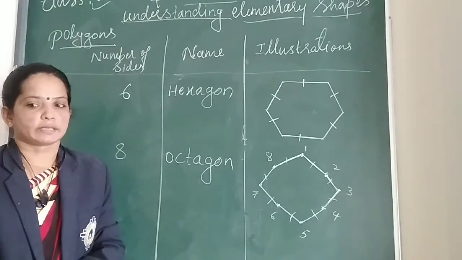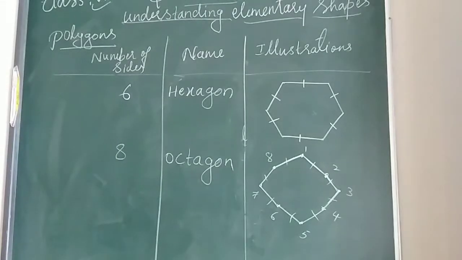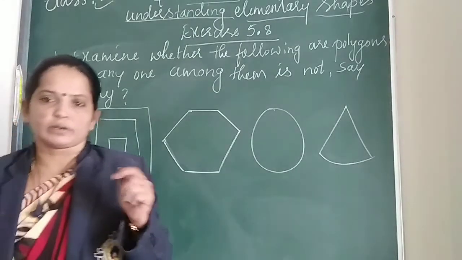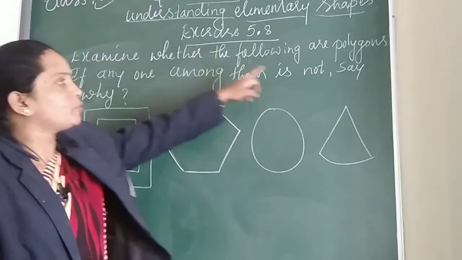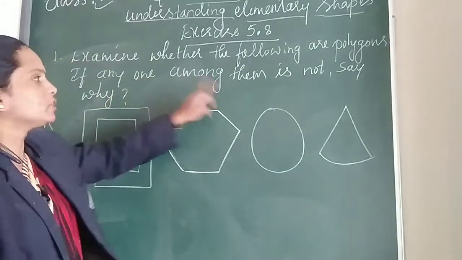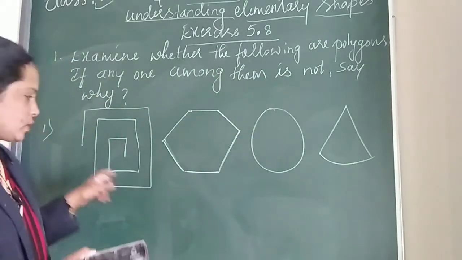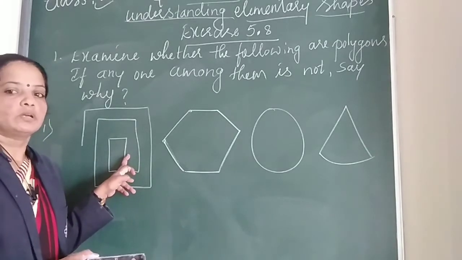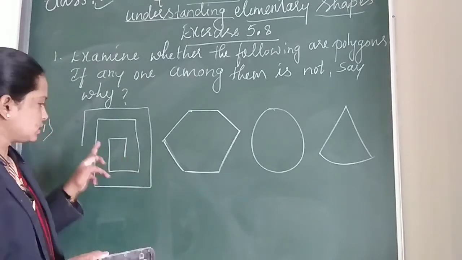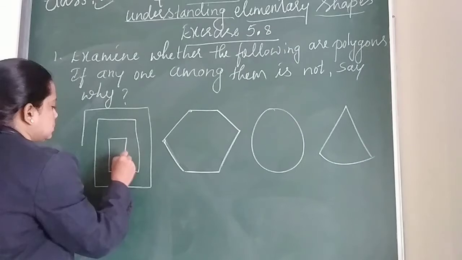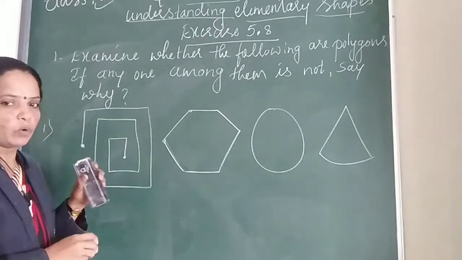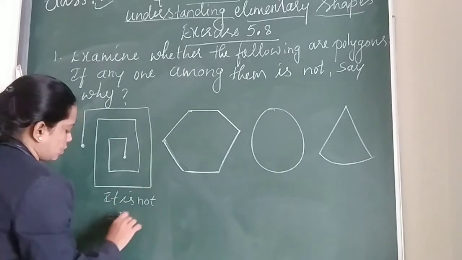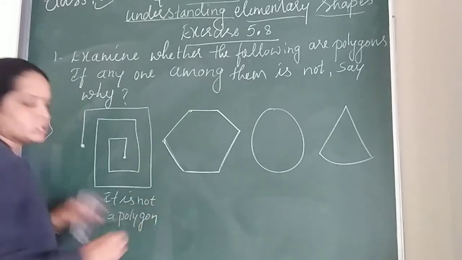Next we move to the exercise. Exercise 5.8. First, examine whether the following are polygons. If any one among them is not, say so. What is the meaning of polygon? A polygon is a closed curve bounded by line segments. See the first figure, it is not closed. It has a starting point and an ending point. So it is not a polygon because it is not a closed figure.